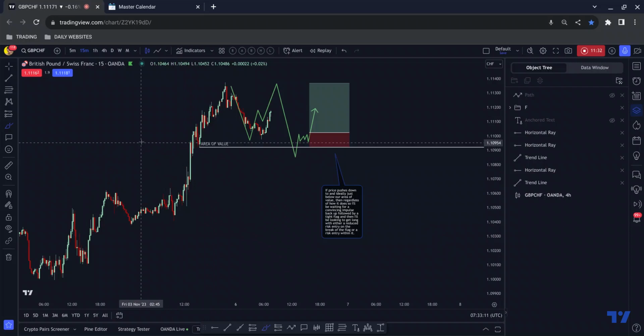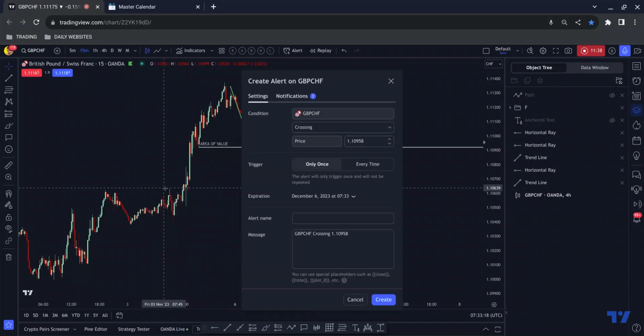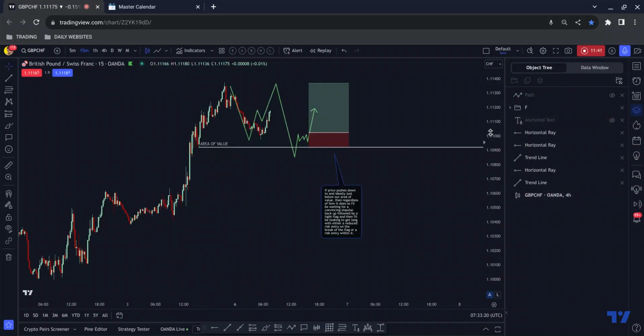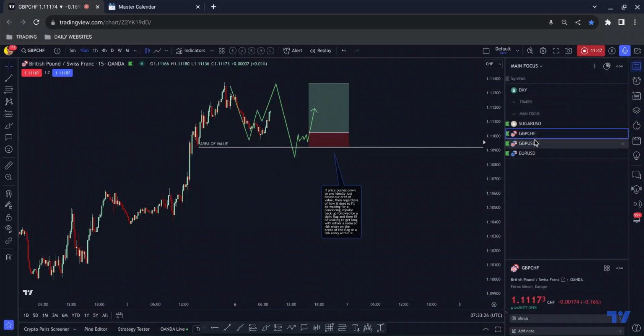I'm just going to set an alert, actually. I'm sure I just set one, but for some reason it's not there anymore. Okay, there we go. Right, add alert, create. There we go. We have an alert just in case we come back down to the area of value, and if we do not, then I would not be looking to place a trade.